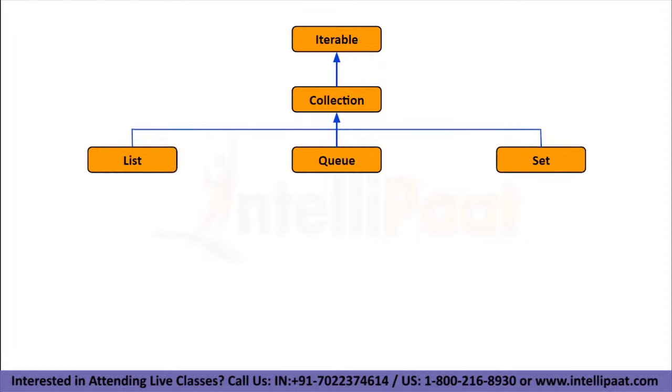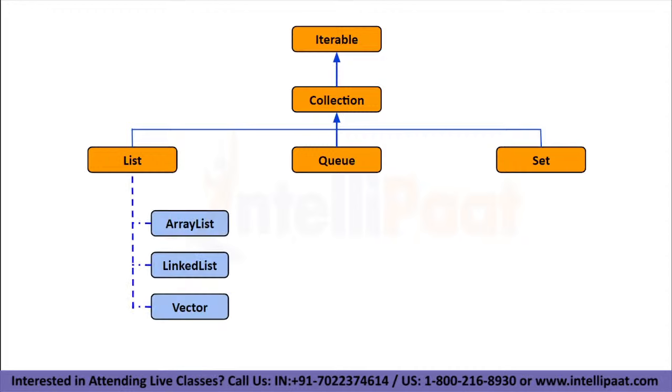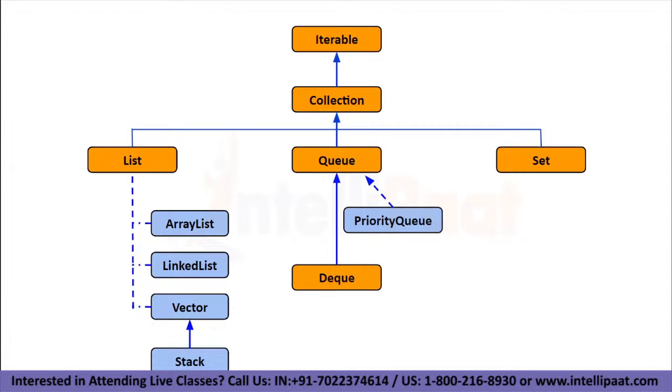All of these interfaces inherit the properties of collection. After that, we have array list, linked list, and vector. All of them implement the list interface. The vector class has one more child named stack. Then we have the priority queue class implementing the queue interface. Deque is another child of queue, however, it is an interface. Deque also has one child named ArrayDeque.